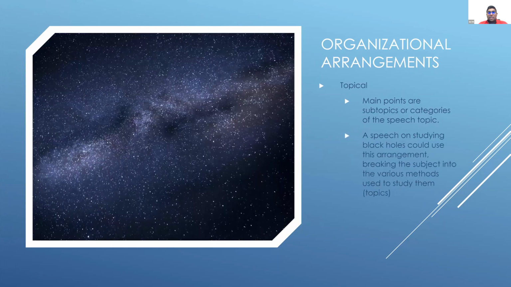The next type of arrangement is topical. So this is main points or subtopics or categories of the speech topic. So a speech on studying black holes can use this arrangement, breaking the subject into the various methods on how to study them. So if you're talking about how to study black holes and you have some 7 different methods on how to study them, then you can go through each method, and that would be a topical arrangement.